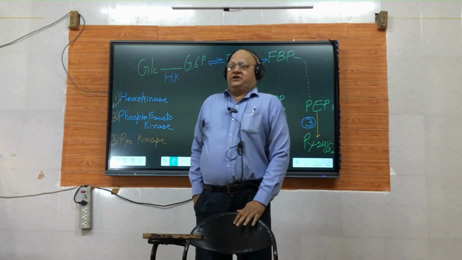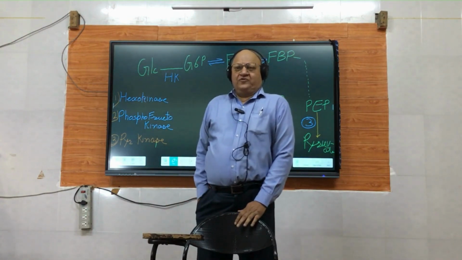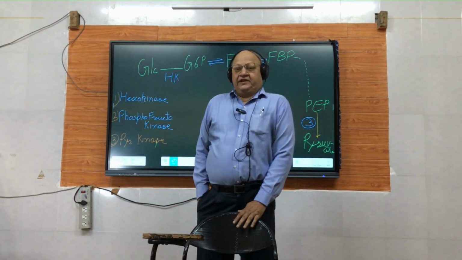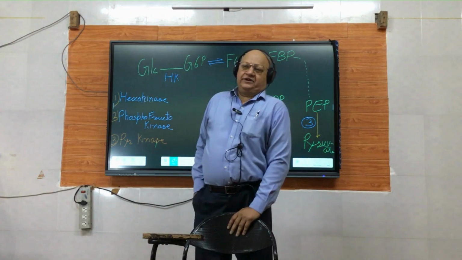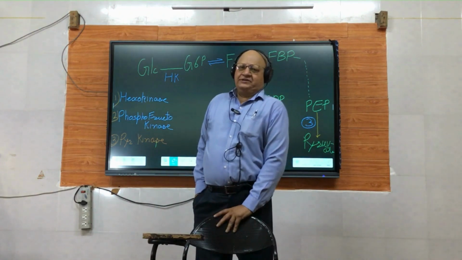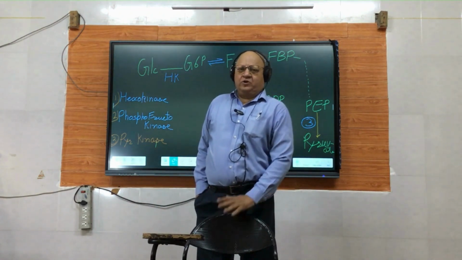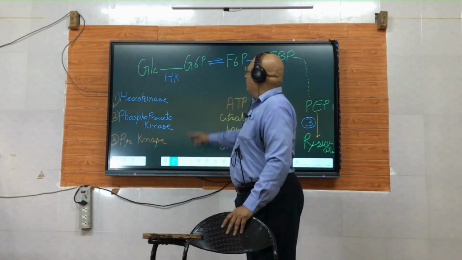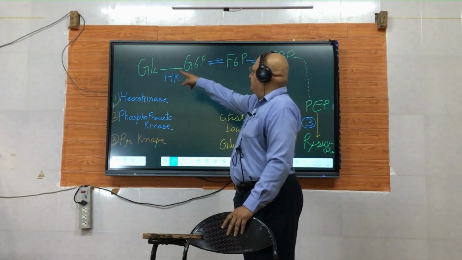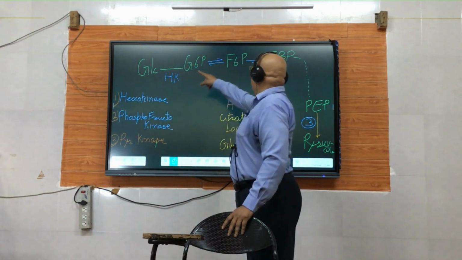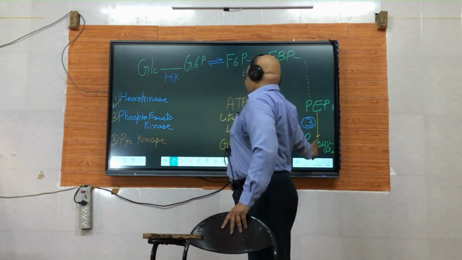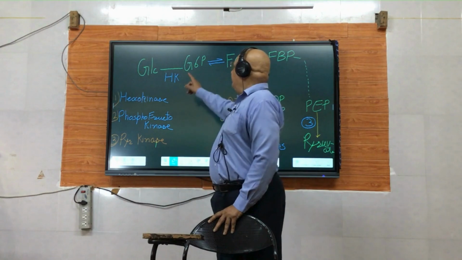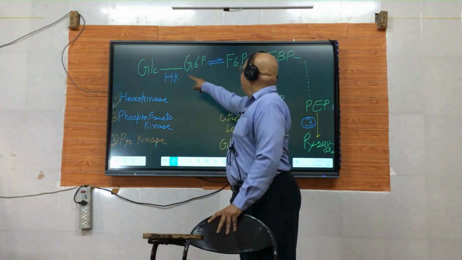We are going to discuss regulation of glycolysis, and with that we'll be able to illustrate some basic regulatory principles, which are recurring motifs in biochemistry. Glycolysis, as you all know, traditionally we start from glucose, and by a series of steps it is converted to pyruvate. There are three irreversible steps.